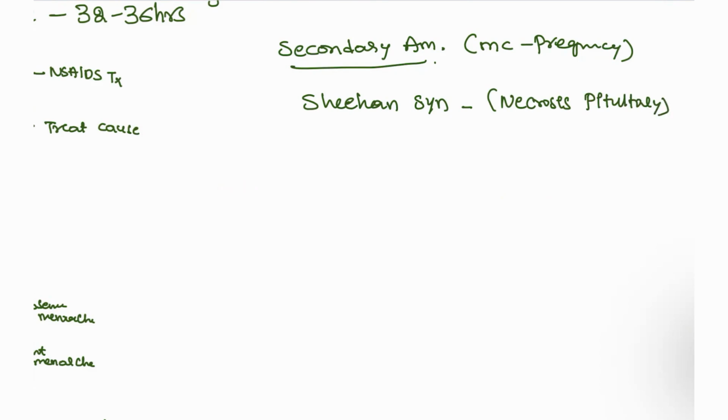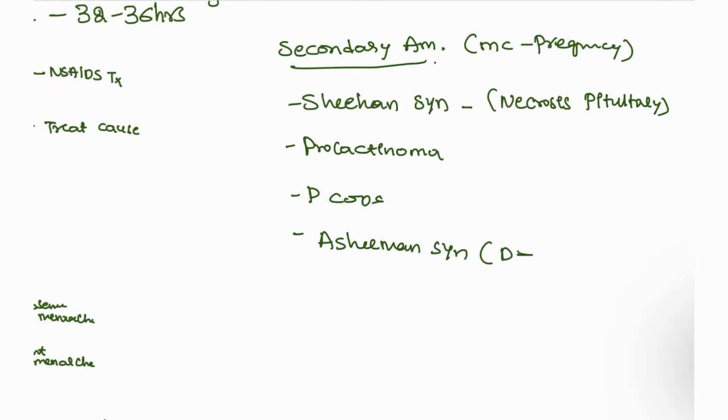Next, some of the other causes are prolactinoma, PCOD syndrome, and even a condition like Asherman syndrome. What is meant by Asherman syndrome? In patients who have had D&C, this is going to cause adhesions inside the uterus. So this can also be seen. These are some of the causes for secondary amenorrhea.